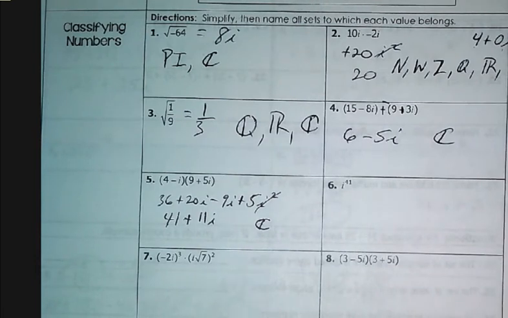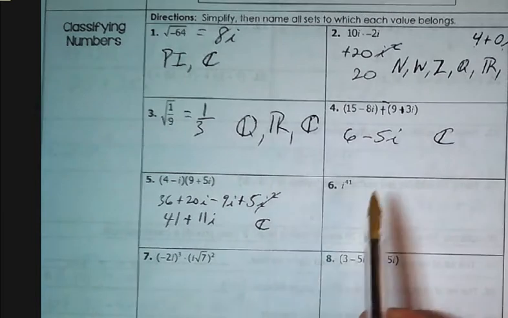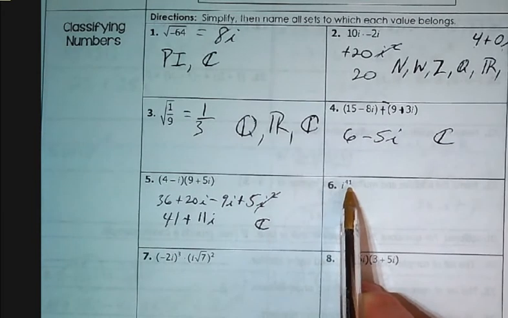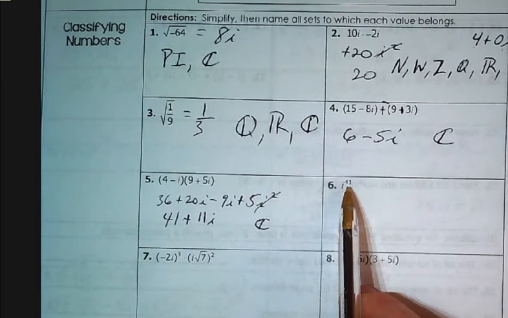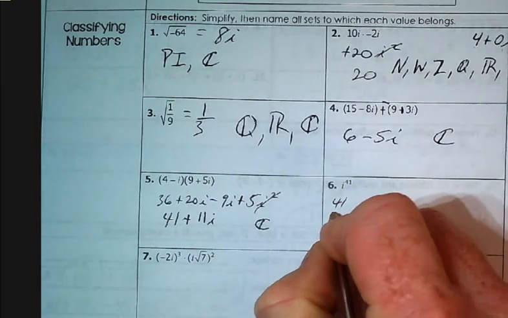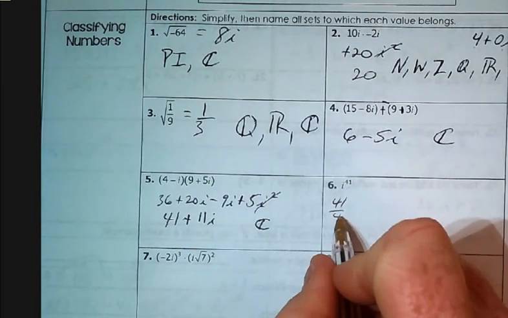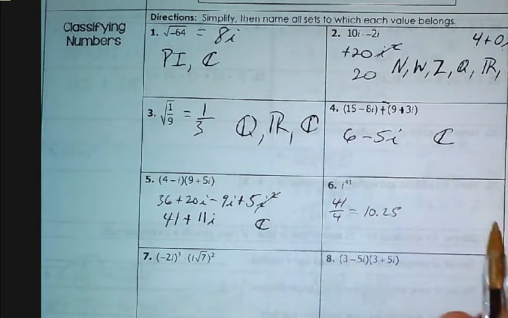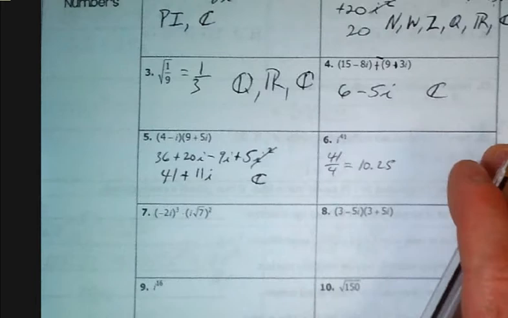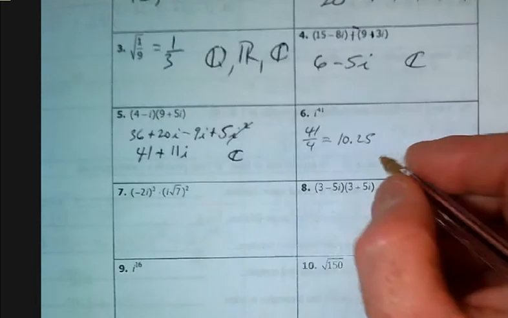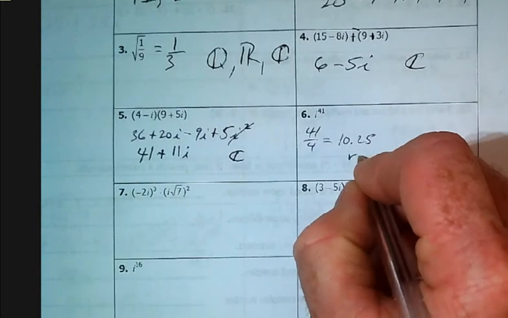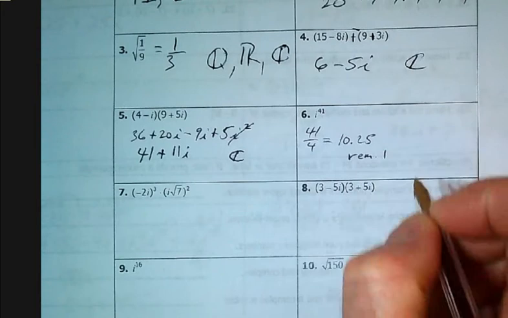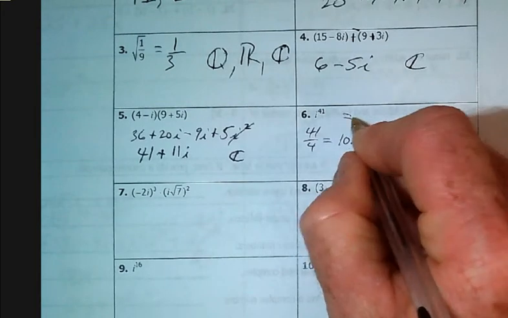Alright, number 6. Now, what do we do when we see i to an exponent, like 41? That's i, Coach. Divide it. Good. Divide by 4. So 41 divided by 4 is going to be 10.25. And that 0.25 tells you what? It's going to be a remainder of 1. So it's just i. So it equals i. Very good.